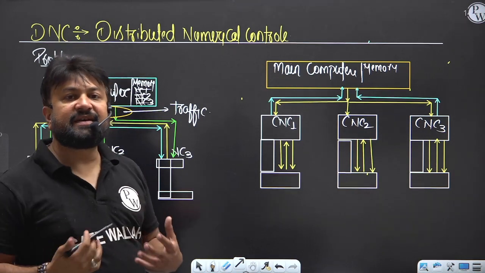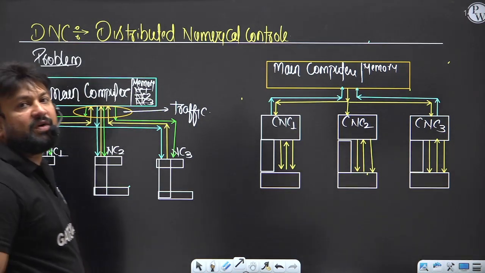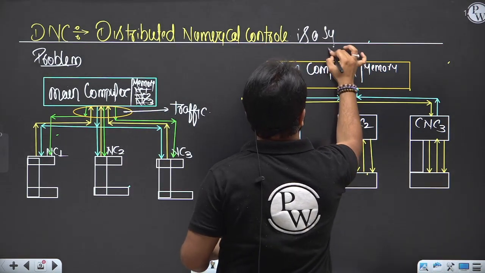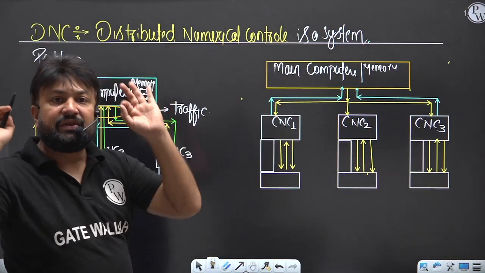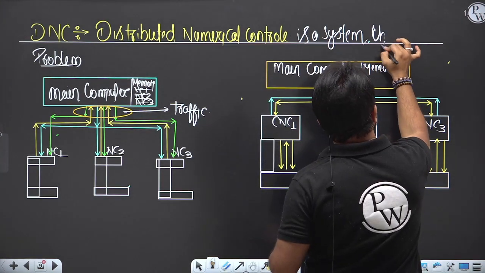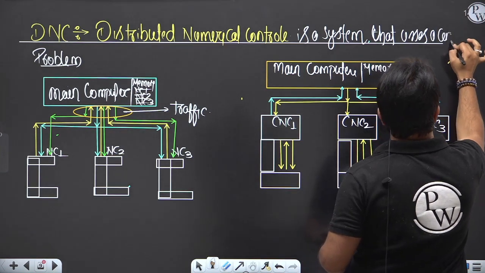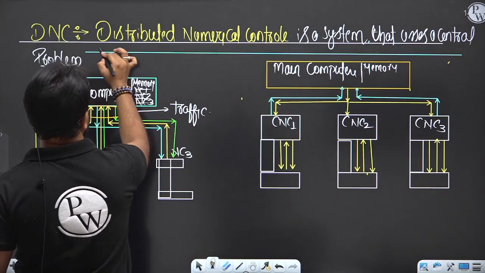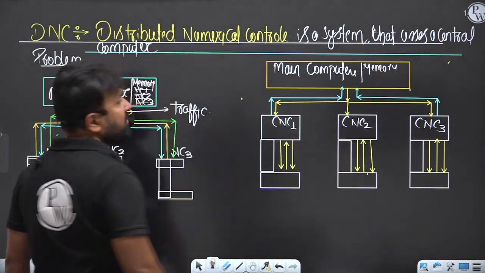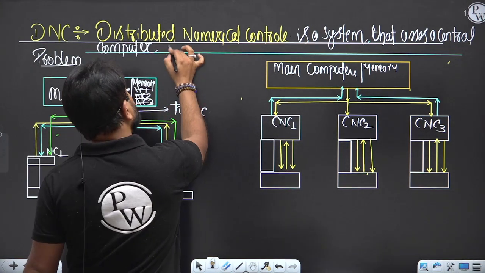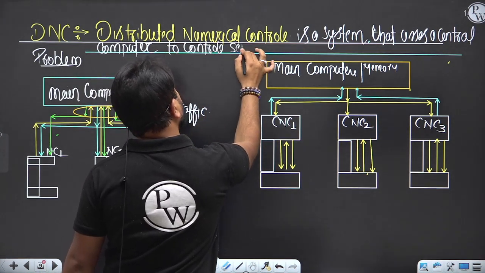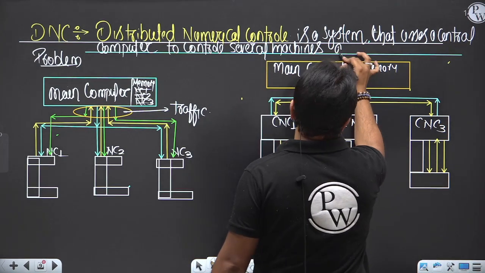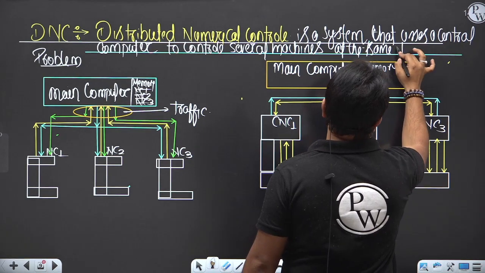Here the overall speed increases. So distributed numerical control is a system that uses a central computer to control several machines at the same time.